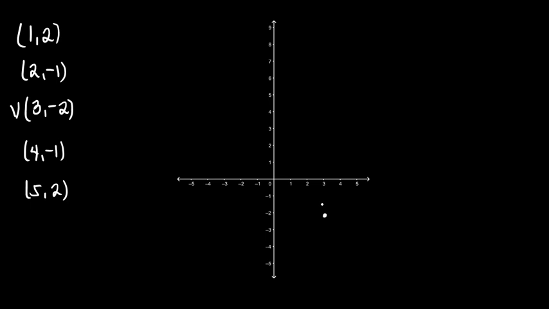And then we have (1, 2). (1, 2) is located here. And then (2, negative 1) is located here. Then we have (4, negative 1) located here. And then (5, 2) located here.